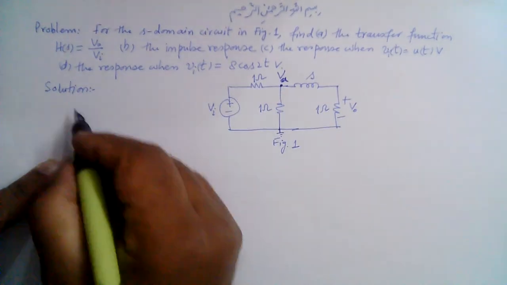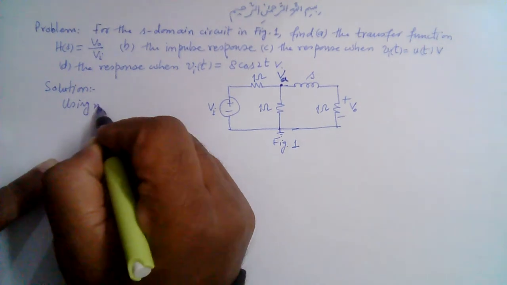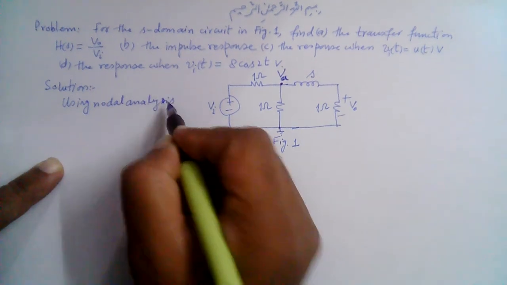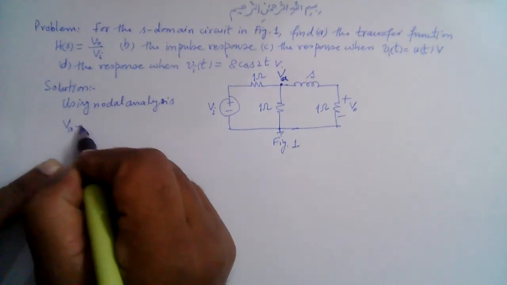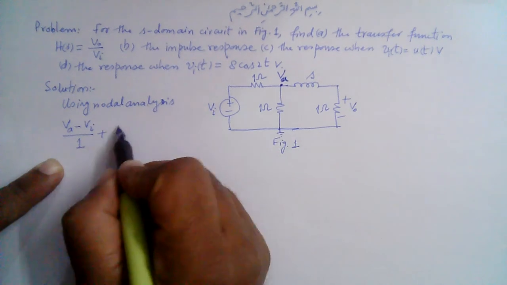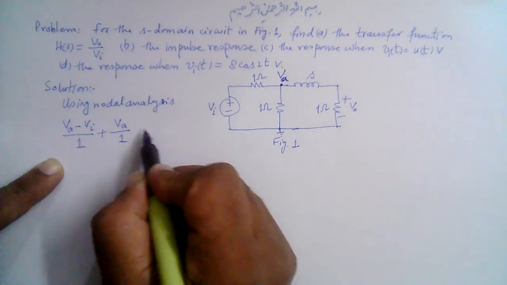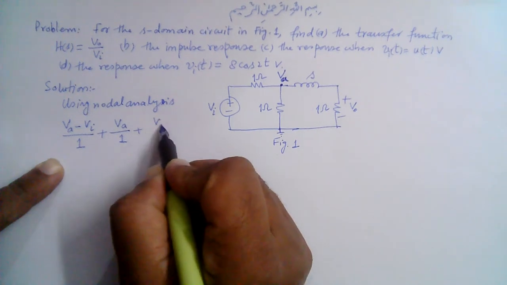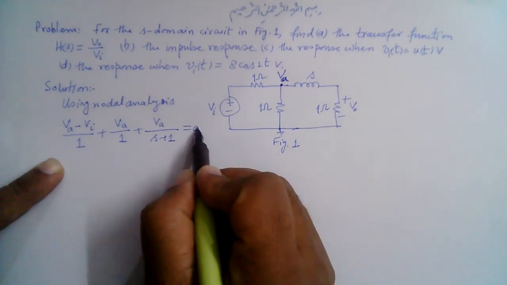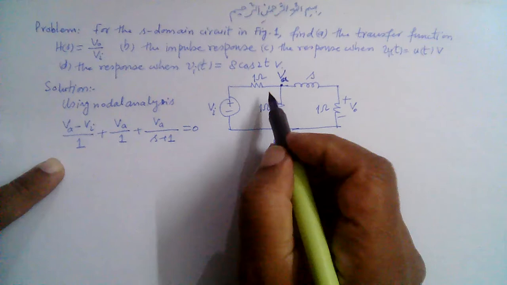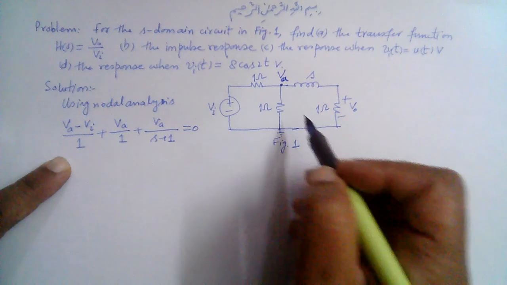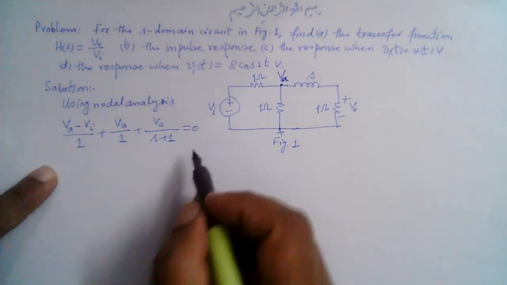So using node analysis, this is Va minus Vi divided by 1, plus Va divided by 1 for this branch, and for this branch Va divided by s plus 1. So the sum of all the currents leaving this node is 0. Va minus Vi divided by 1 plus Va divided by 1 plus Va over s plus 1 is equal to 0.